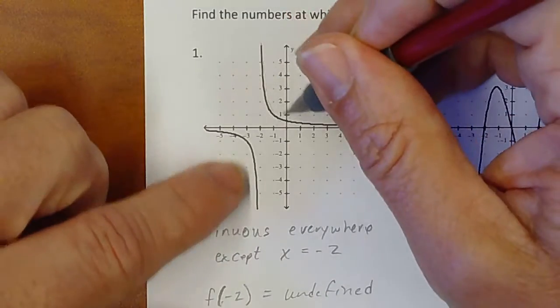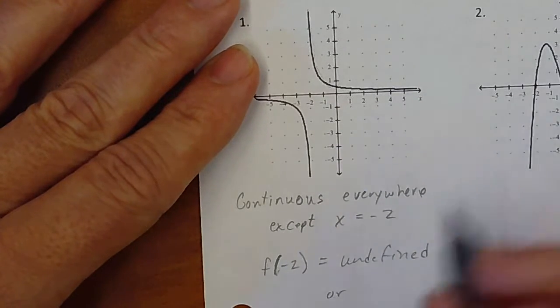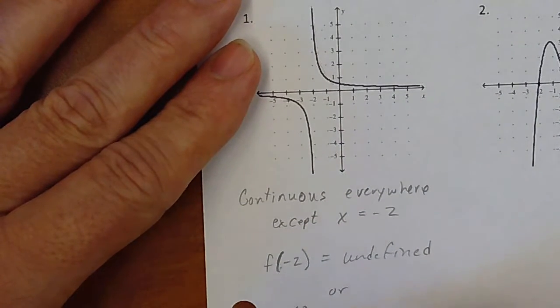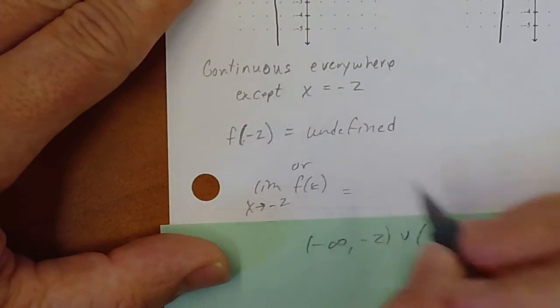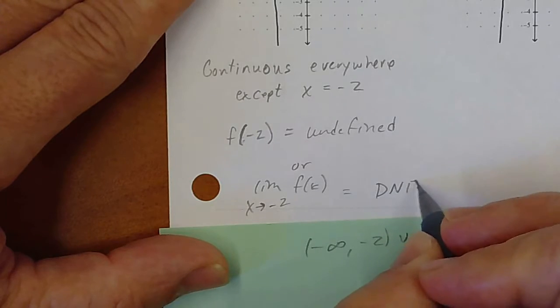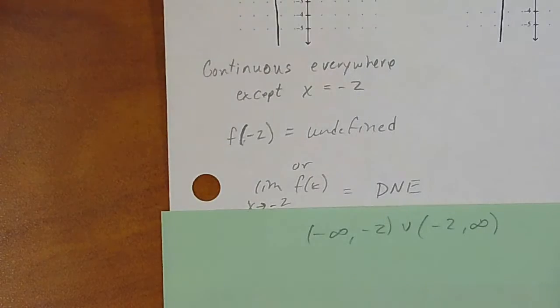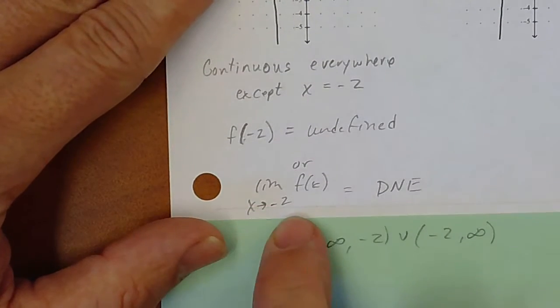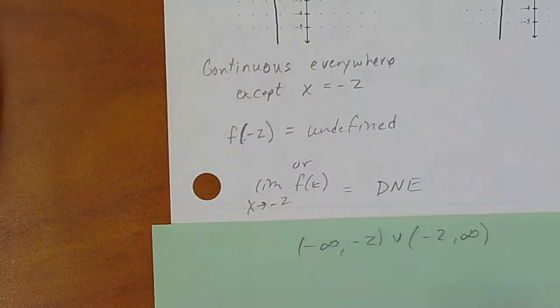We'd have to say this doesn't exist. All right, so another way we could justify this, that is discontinuous, is the limit of this function as x approaches -2 does not exist. The limit of that function as x approaches -2 does not exist. It must exist to be continuous.